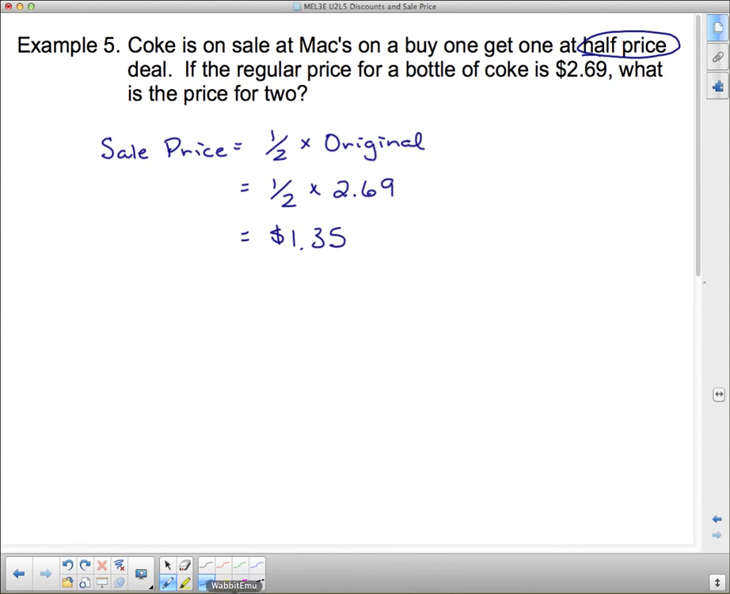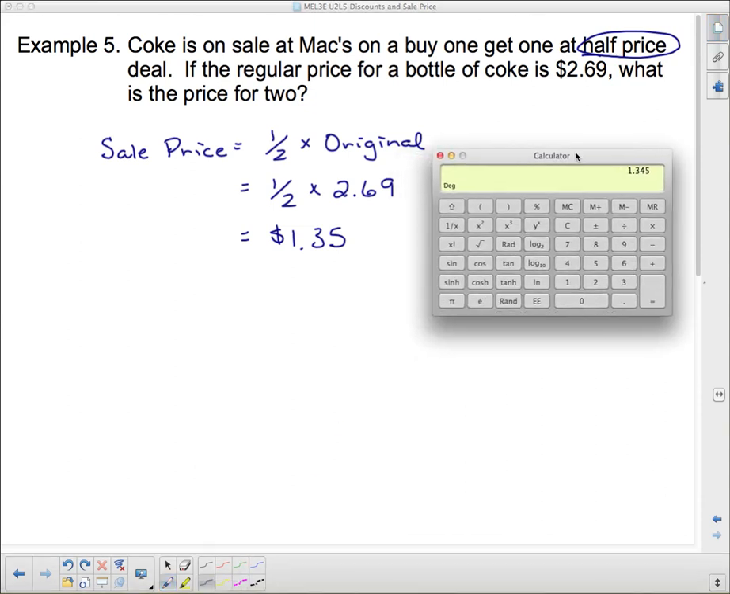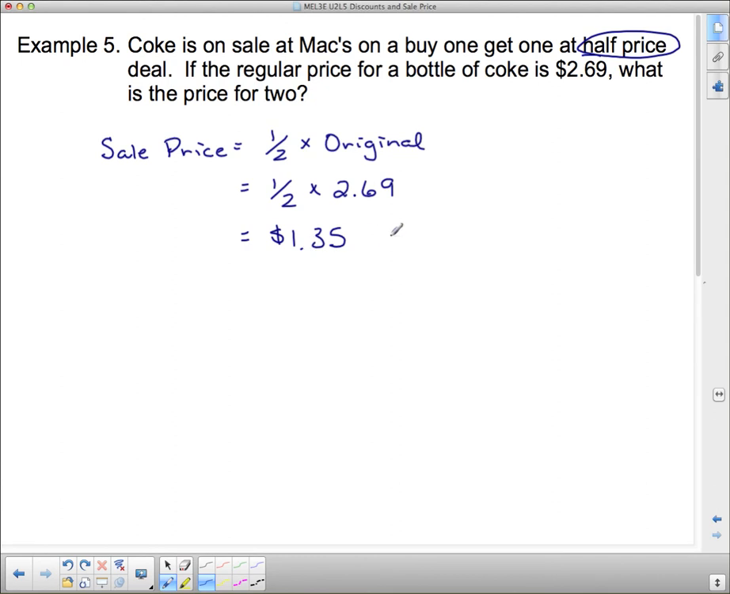The other way you could have punched it into the calculator is, I hope everybody knows that 1/2 is actually 0.5, so you could have put in 0.5 times $2.69. Or you could just divide this by 2, because we're taking half of it, so you gotta chop it in half. So you could just divide it by 2. You're still gonna get $1.35. Okay, so $1.35, that's for the second bottle.